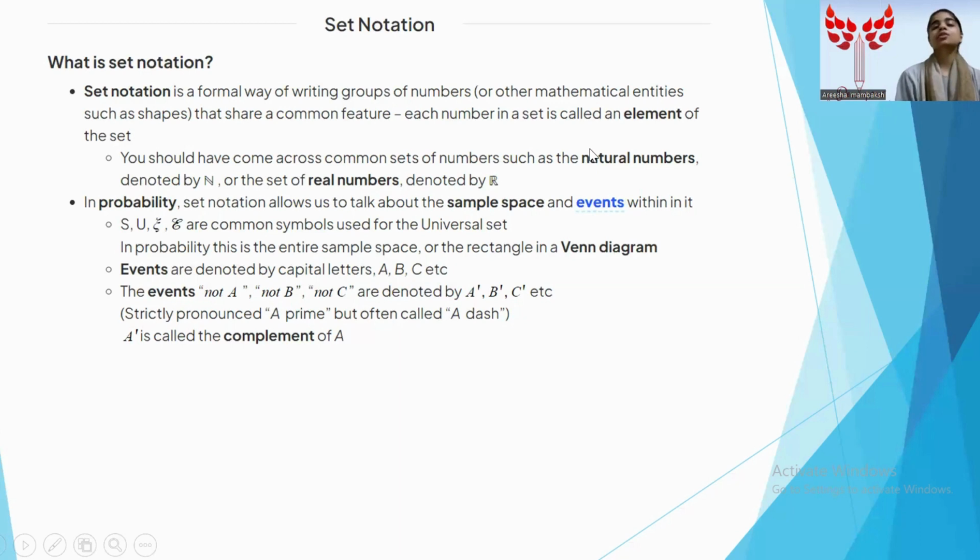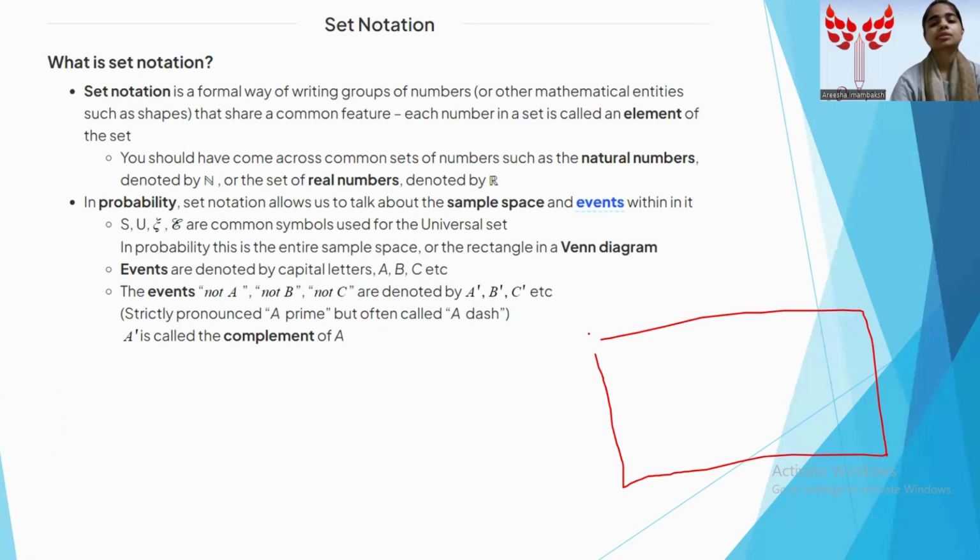Now, in probability, set notation is important. And how it is important, we can talk about the sample space and events with the help of set notations. Now, the symbol U and the fancy E are the common symbols for the universal set, and in the case of a Venn diagram it is represented through a rectangle, right? So this is your universal set, right? And in it let's consider there's a set A. It's a part of the universal set, because in the universal set, everything is included. So yes, definitely it is a part of the universal set.